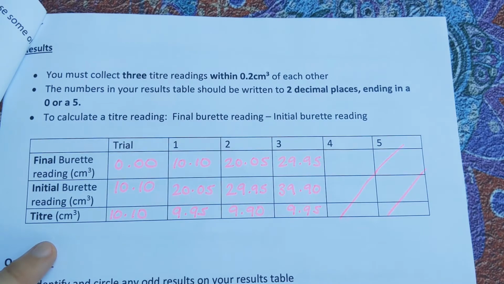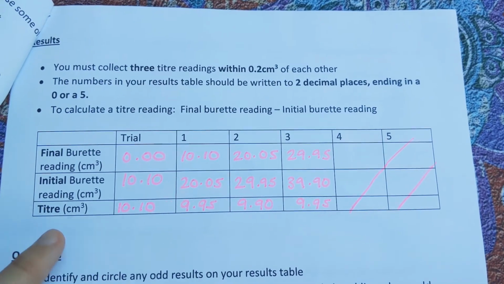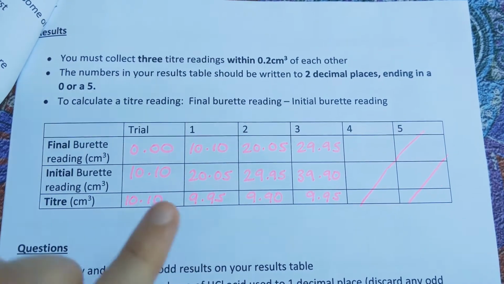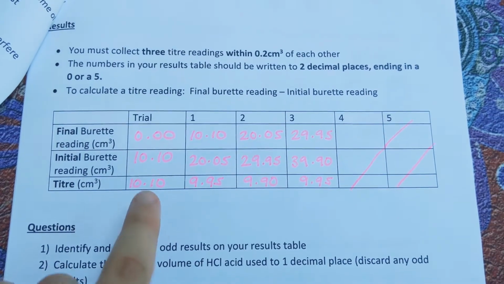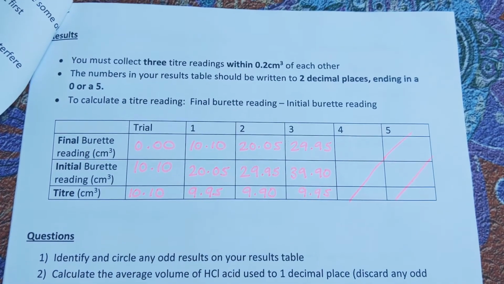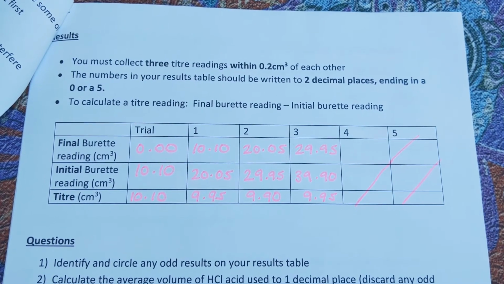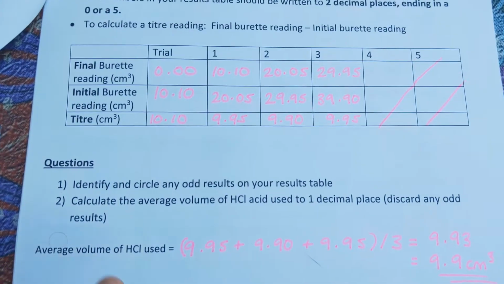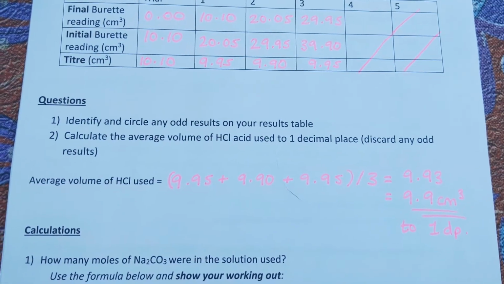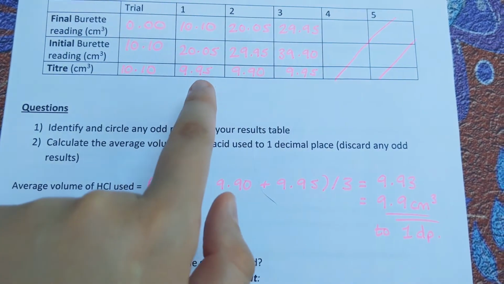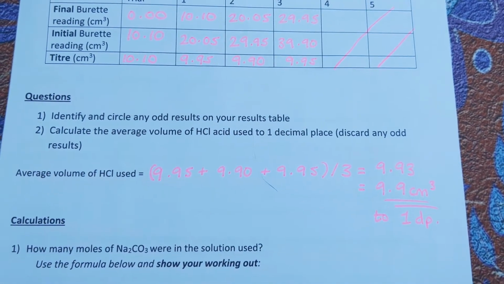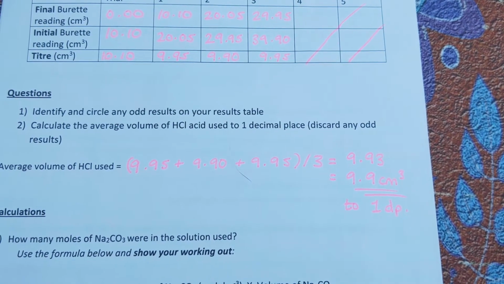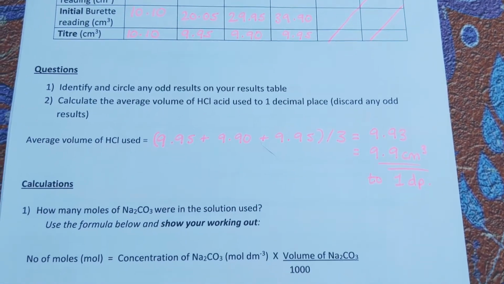So if we turn over a couple of pages onto page 17, you'll need a table completed with titration results to 2 decimal places, where the second decimal place has to end in a 0 or a 5. So these are my results, and we keep doing that titration until we get concordant results. So concordant means consistent results that are really close to each other. After we've got those results, we work out an average, only using the good results, and we state our average to 1 decimal place, so we round that to 9.9 centimeters cubed.